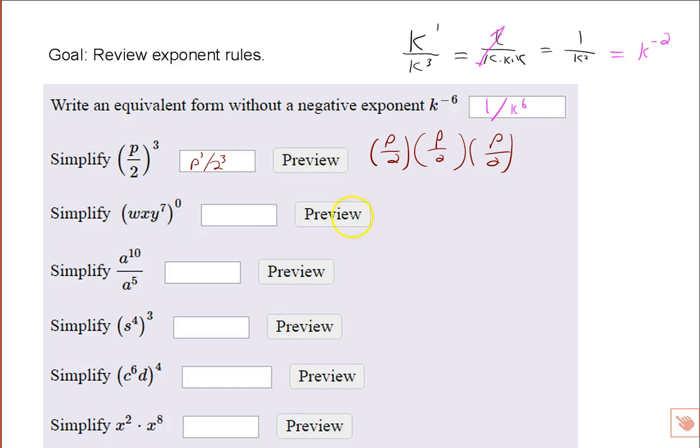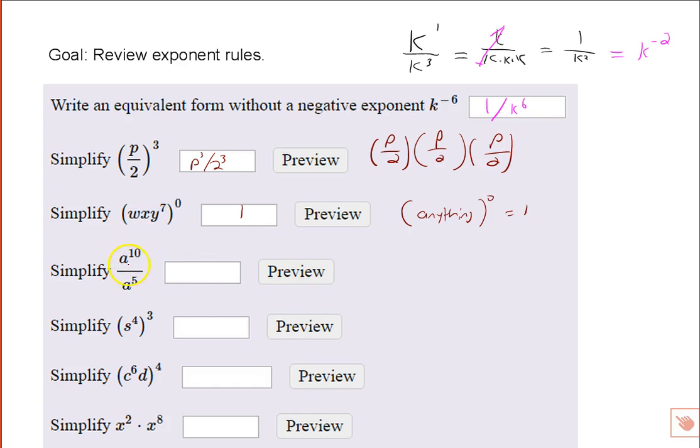The next one, we have something raised to the 0 power. And we had learned earlier that anything to the 0 power is 1. So this just evaluates to 1. It doesn't even matter what's inside, assuming that none of these variables are equal to 0.